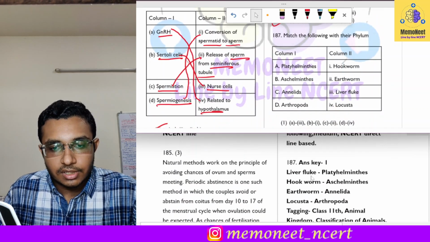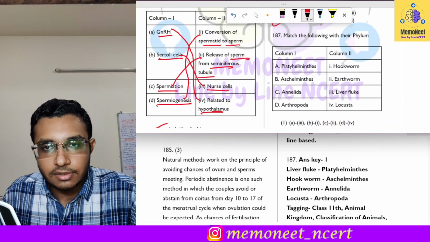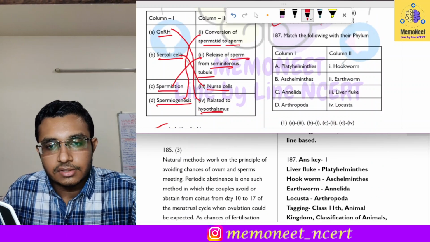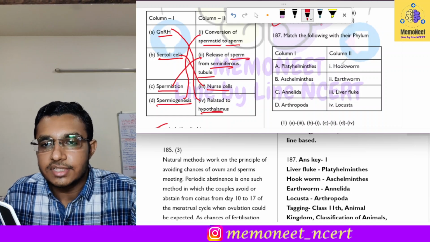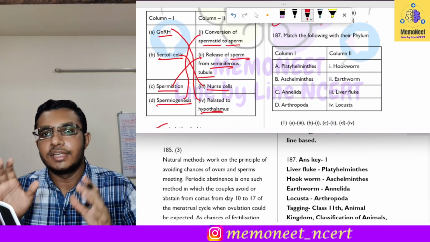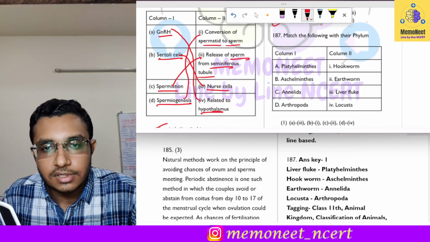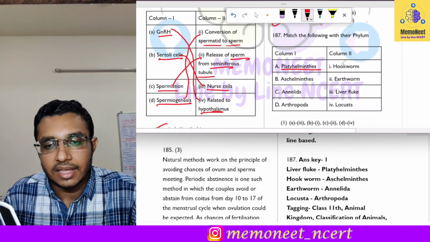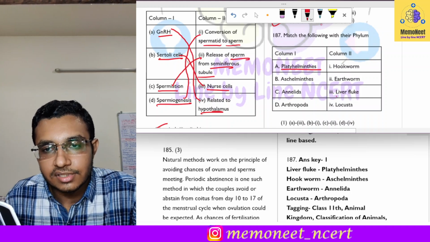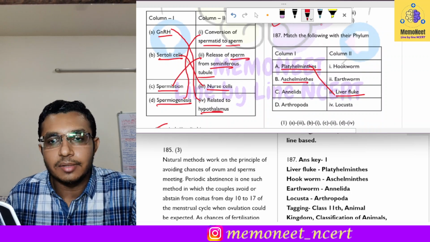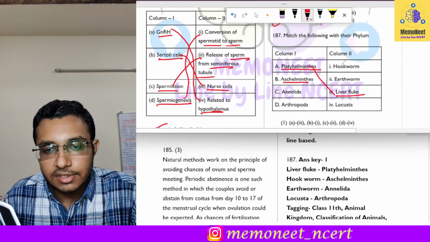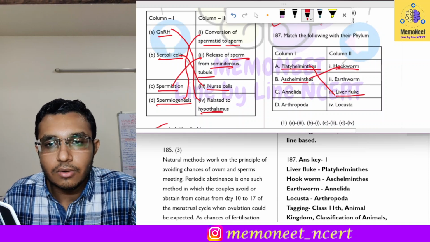Next is question number 187, which is also a match the following type of question. So in this, there are several phylum given and some examples are given. So we have to match the phylum with their correct examples. So first is phylum Platyhelminthes. An example of phylum Platyhelminthes is the liver fluke. So A goes with 3. Next is Aschelminthes. An example of Aschelminthes is the hookworm. So B goes with 1.